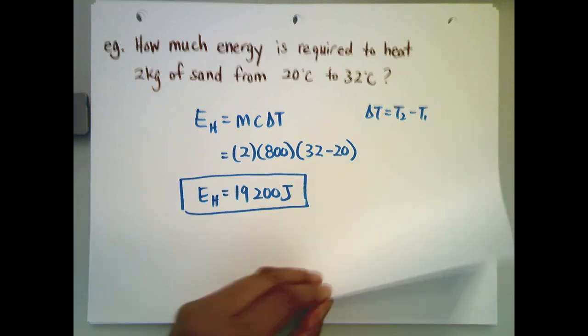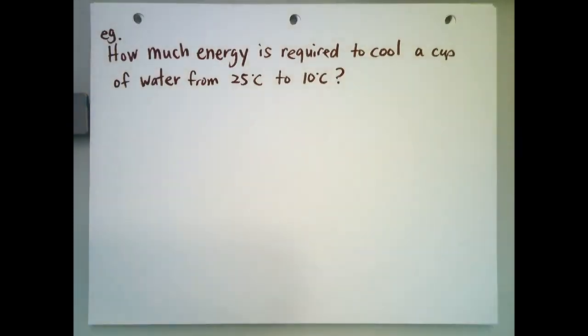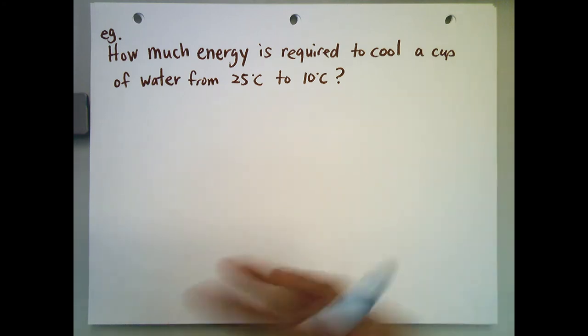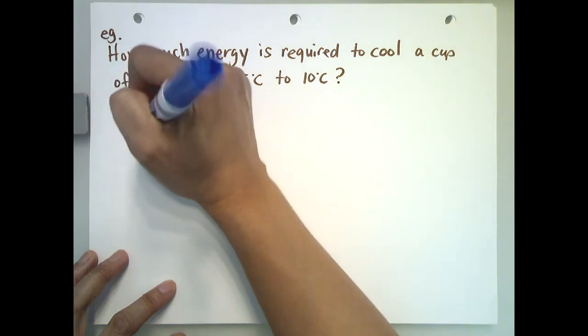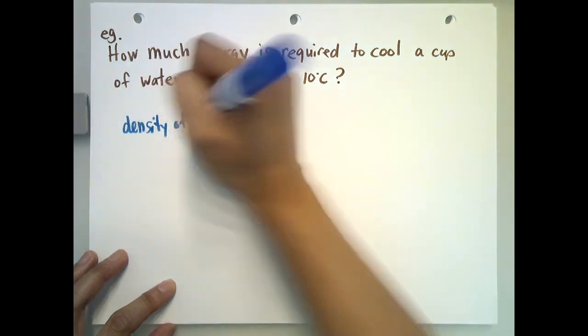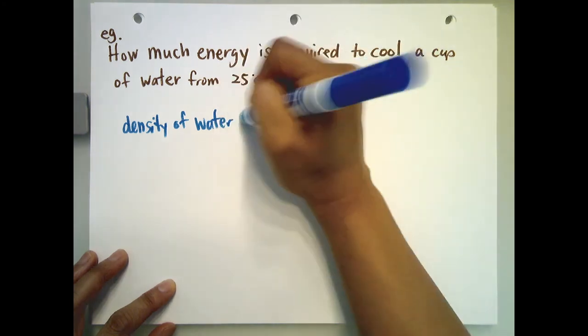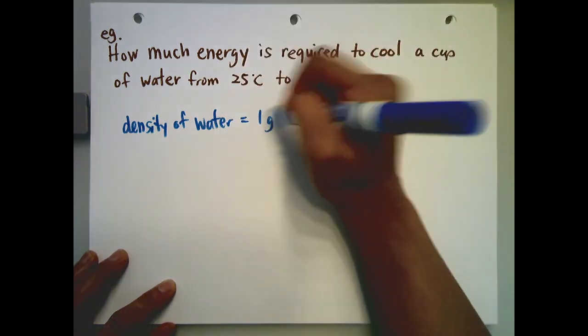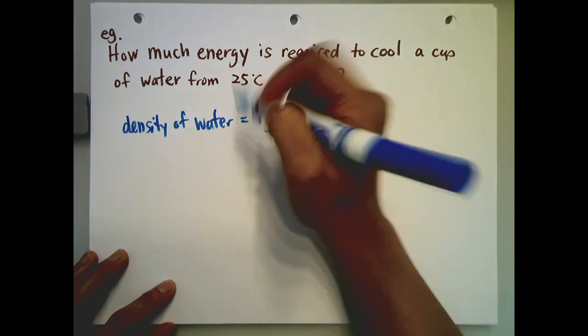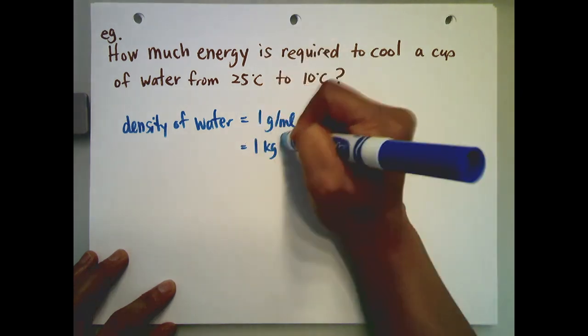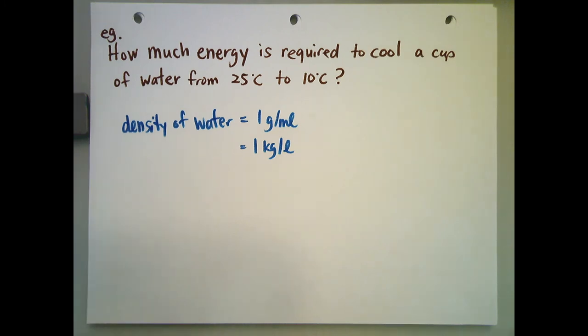Let's do one more example. How much energy is required to cool a cup of water from 25 Celsius to 10 degrees Celsius? First of all, we've got to figure out how much is a cup of water. Well, hopefully you remember from grade 9, the density of water. Oh dear, anybody remember? That will be 1 gram per milliliter, or you can do 1 kilogram per liter. Essentially, it's the same thing.